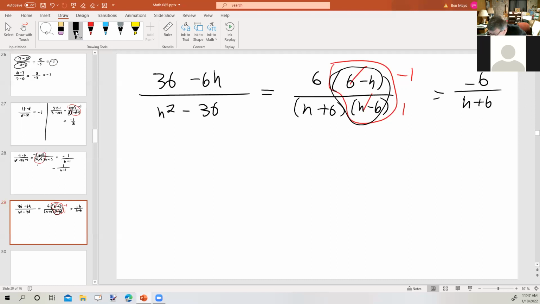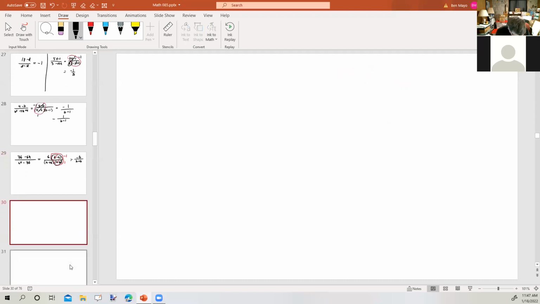Okay, let's see. How are we doing for time? We've still got time to stay in this section. It says simplify. If an expression cannot be simplified, write does not simplify.